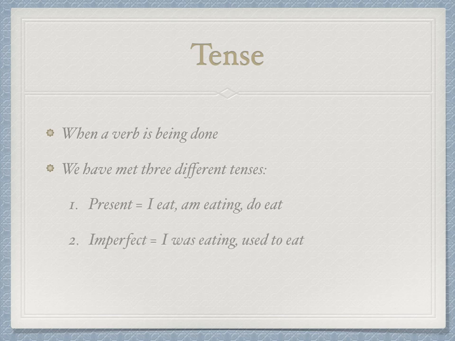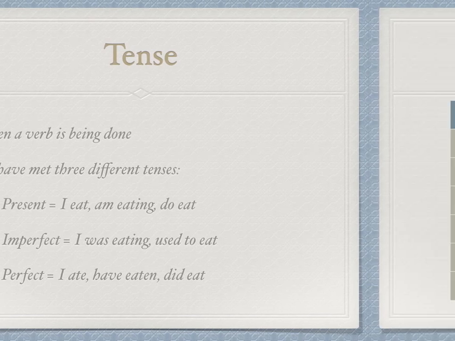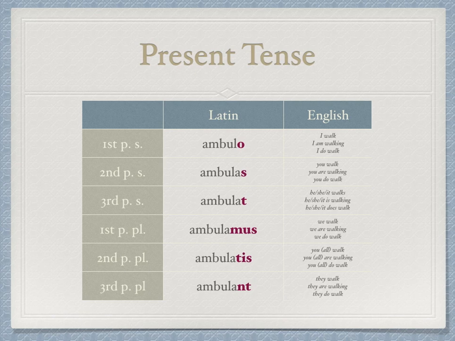In the imperfect, it refers to an ongoing action in the past. So in English, either I was eating or I used to eat. In contrast, the perfect is a completed or one-off action. So I ate, have eaten, or did eat. The endings are different for each of these 3 tenses, so we need to learn them off by heart.